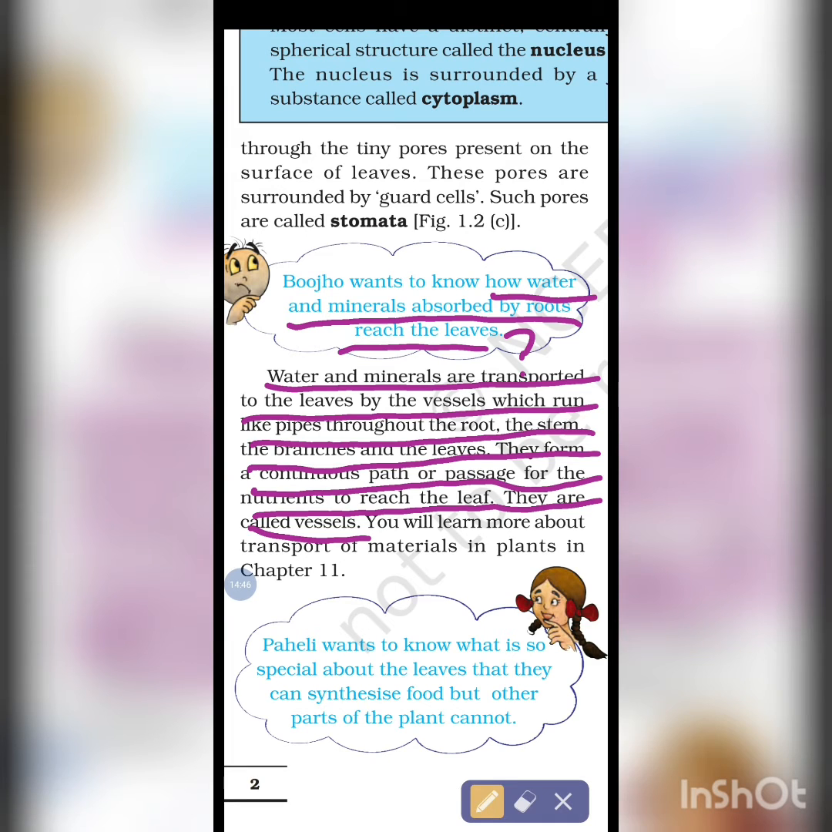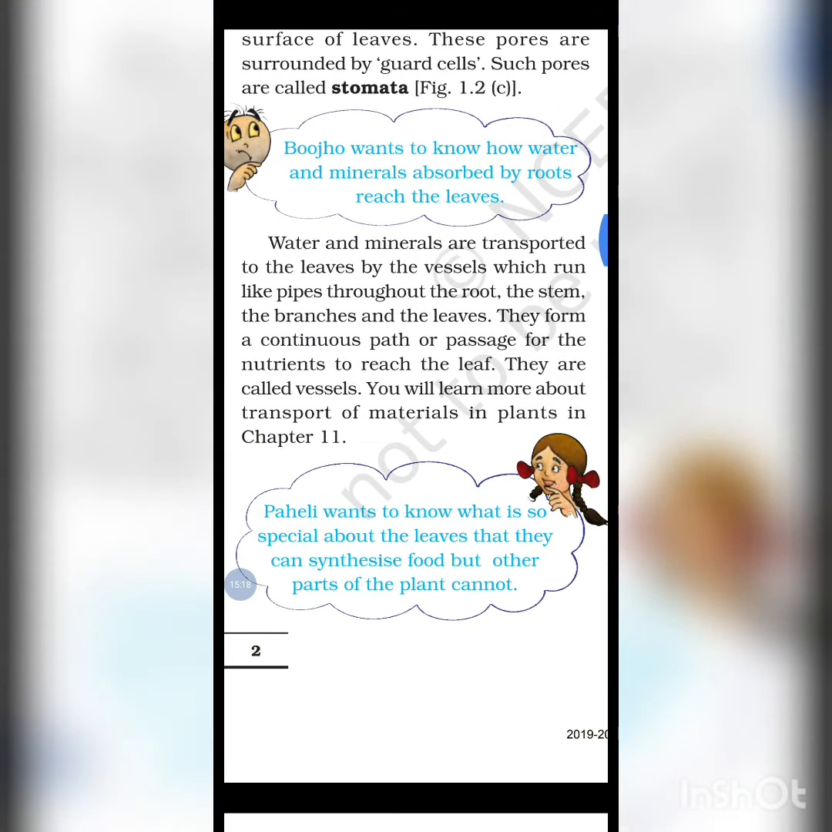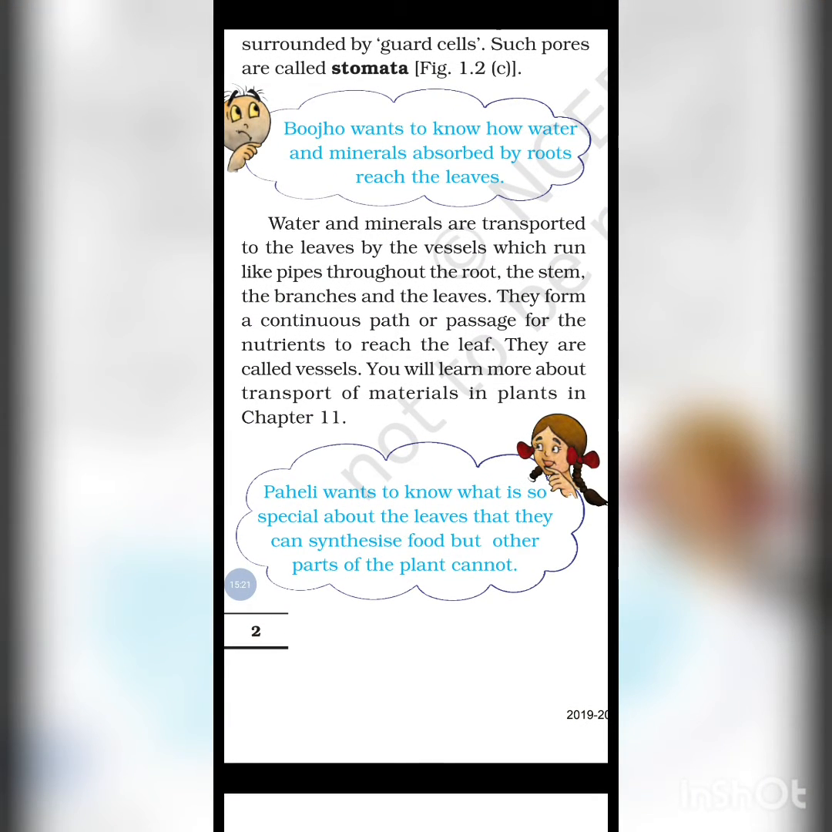If it is a 1 mark question, the answer will be: the water and minerals absorbed by roots reach the leaves through the vessels. If it is a 2 or 3 marks question, the answer will be: water and minerals are transported to the leaves by the vessels which run like pipes throughout the root, the stem, the branches and the leaves. They form a continuous path or passage for the nutrients to reach the leaf. They are called vessels. This is a very important question. Don't forget this question.